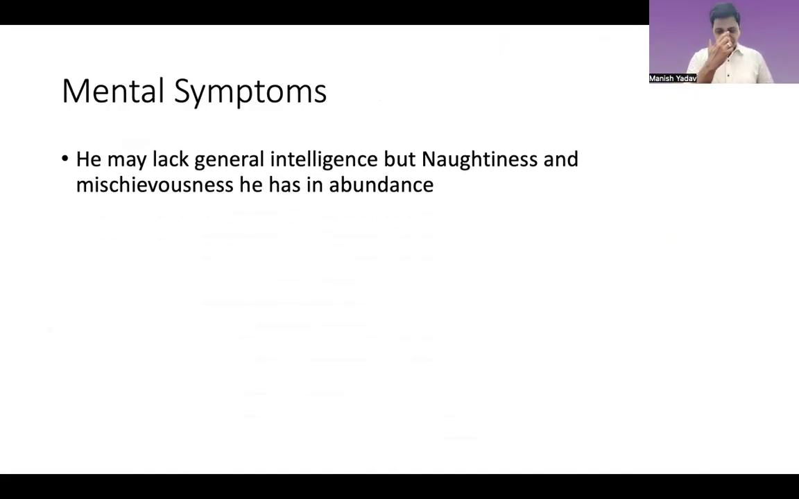What are the mental symptoms? He may lack general intelligence. Now, that is quite evident, right? If somebody is having memory weakness, forgetfulness, they can't comprehend, they can't remember, how can intelligence develop? That is quite common. So they will lack general intelligence, but naughtiness and mischievousness they have in abundance.